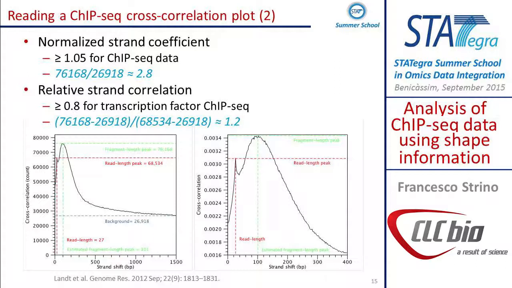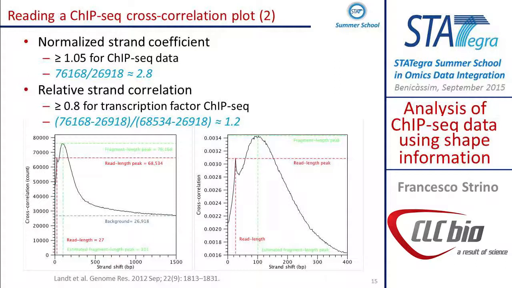Otherwise we don't really gain anything by having done the experiment. The second thing to look for is the relative strand correlation. In this case, we take this one, subtract the background, and this one, subtract the background, and take the ratio. Sorry, this should be minus.